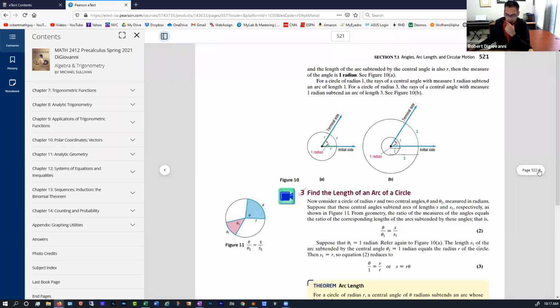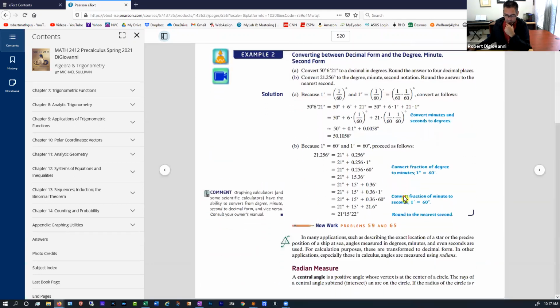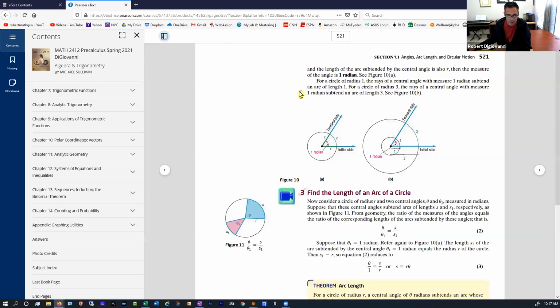Okay, so radian. Let's see if they actually write the formal definition. I'm just going to read through. It's not important that we write it down. Radian measure: a central angle is a positive angle whose vertex is at the center of the circle. The rays of the central angle intersect an arc on the circle. If the radius of the circle is r, and the length of the arc subtended by the central angle is also r, then the measure of the angle is 1 radian.